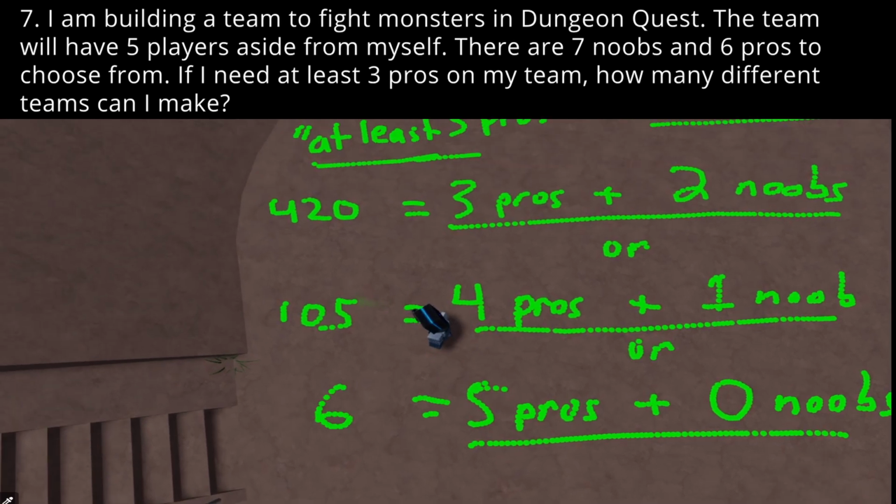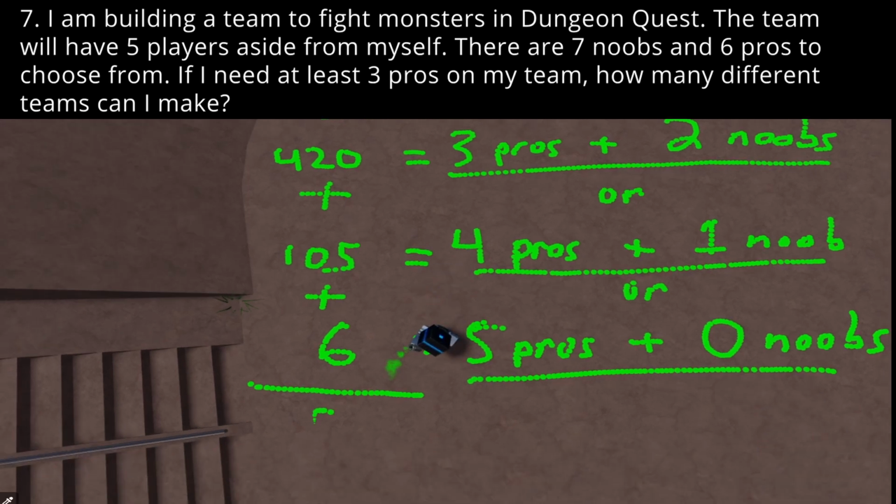And now, to find the total number of ways we can make a team, we just add all the possible combos up. So we have to add up the 3 pro and 2 noob combos with the 4 pro and 1 noob combos, and then the 5 pros and no noob combos. So let's just add all these numbers up. If you add up all these numbers, you'll find that it is 531. So there's 531 ways to make my Dungeon Quest team if I specify it like in the problem above. Let's move on to another one.